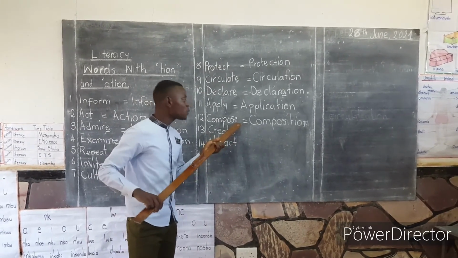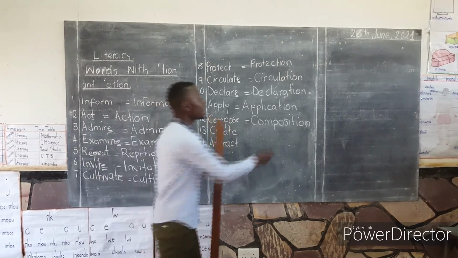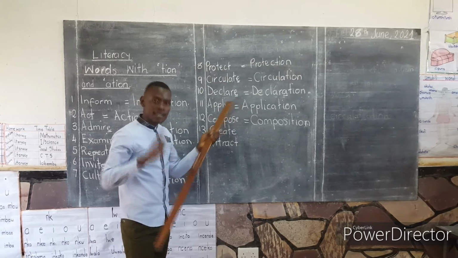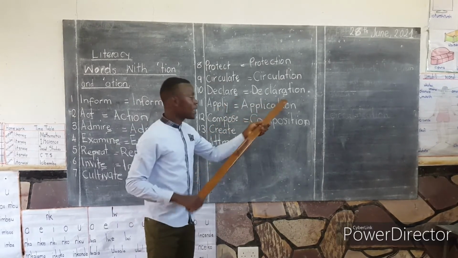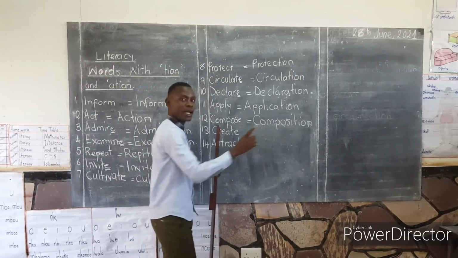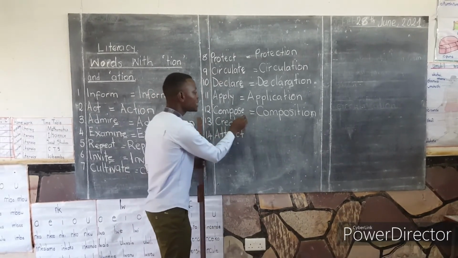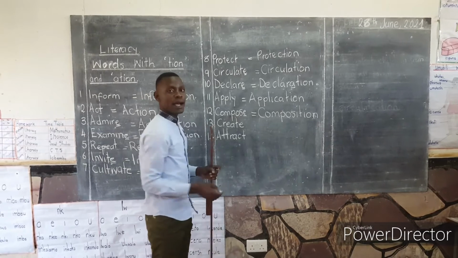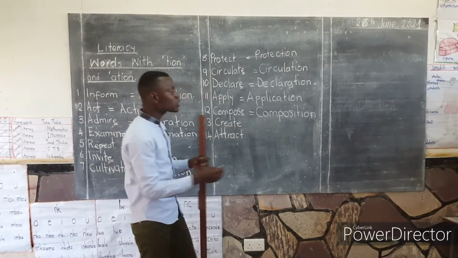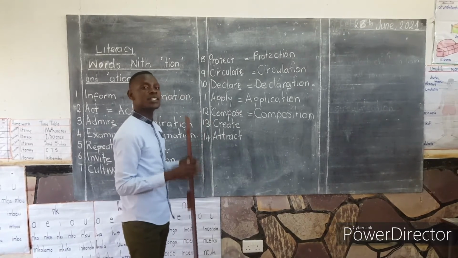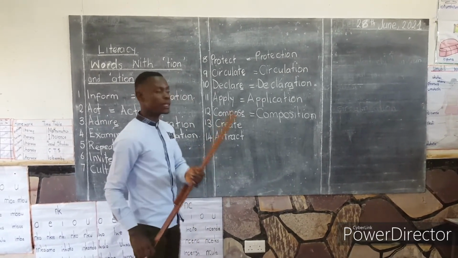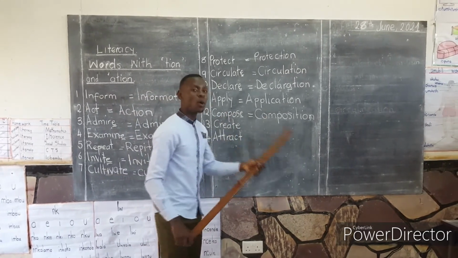Now, in this case, for this word, we will not say A, because we said earlier that in some verbs where there is E, you introduce A. But here, we are not going to write A, then T-I-O-N. You can see that the E letter has been replaced with I. So you need just to be familiar with these words so that you don't make mistakes. So the word compose, to form a noun from this word, it will be composition.